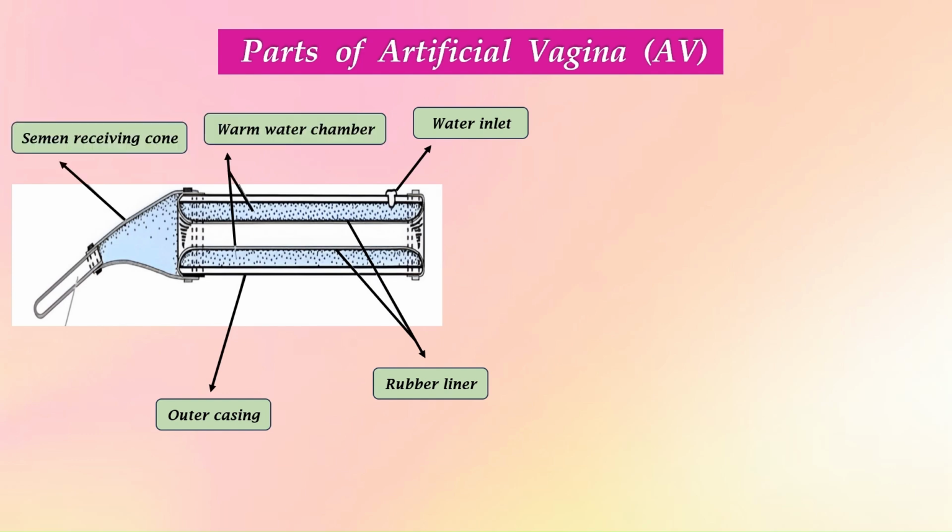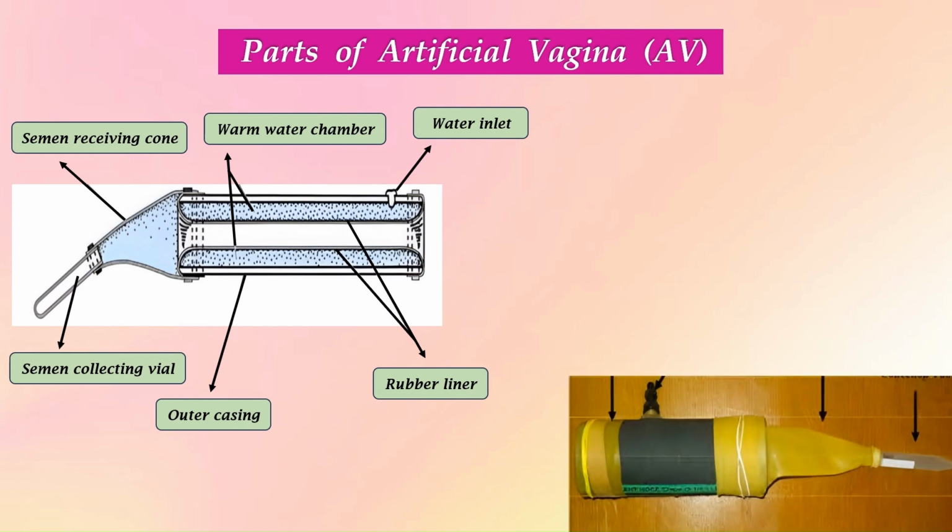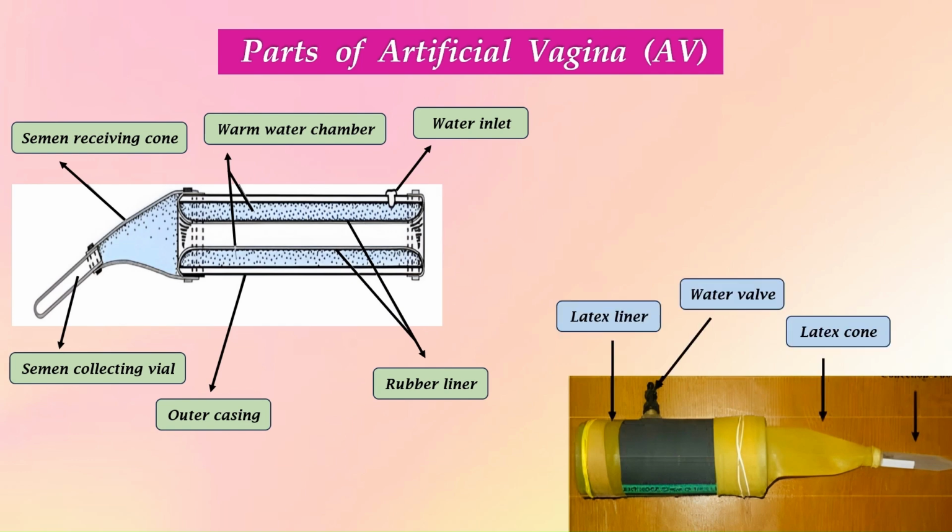Semen receiving cone is a rubber or glass cone that receives semen, and semen collection vial is a glass or plastic tube that collects semen. The apparatus pictured here is the artificial vagina, and this is latex liner, water valve, latex cone, semen collecting tube. All these parts should be thoroughly washed and sterilized before use.